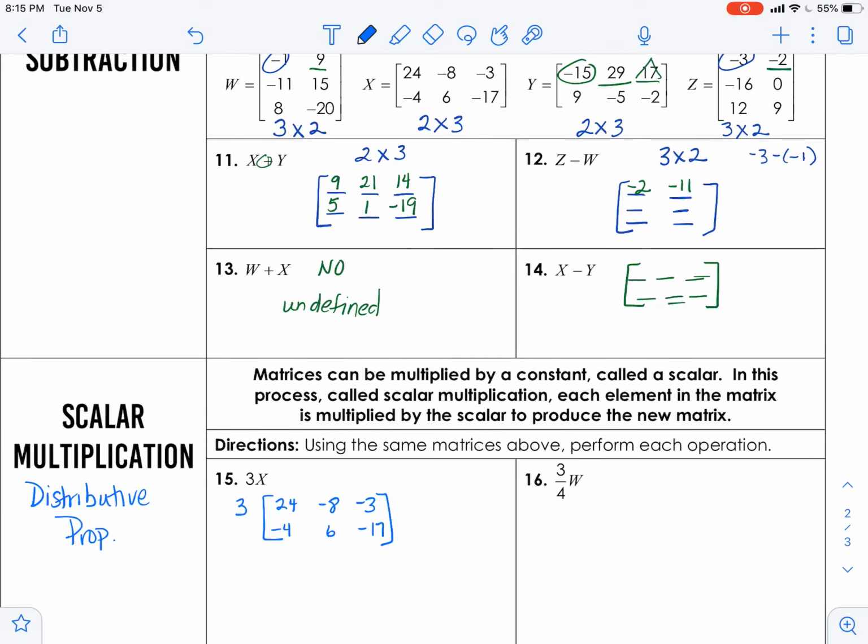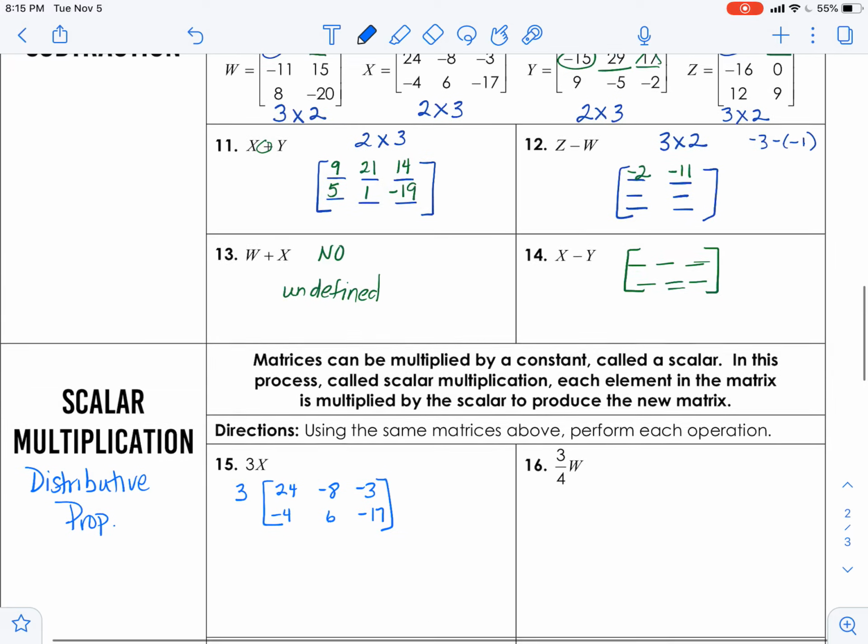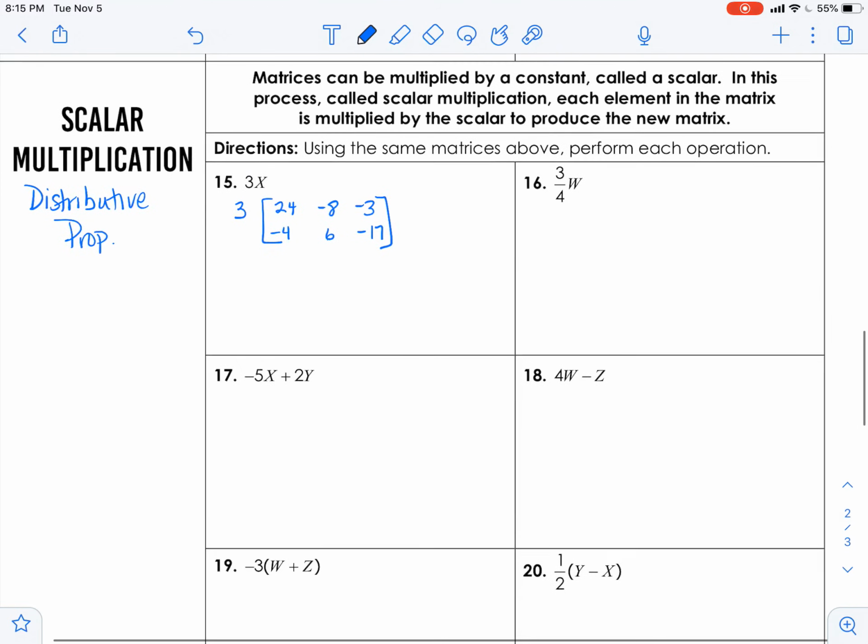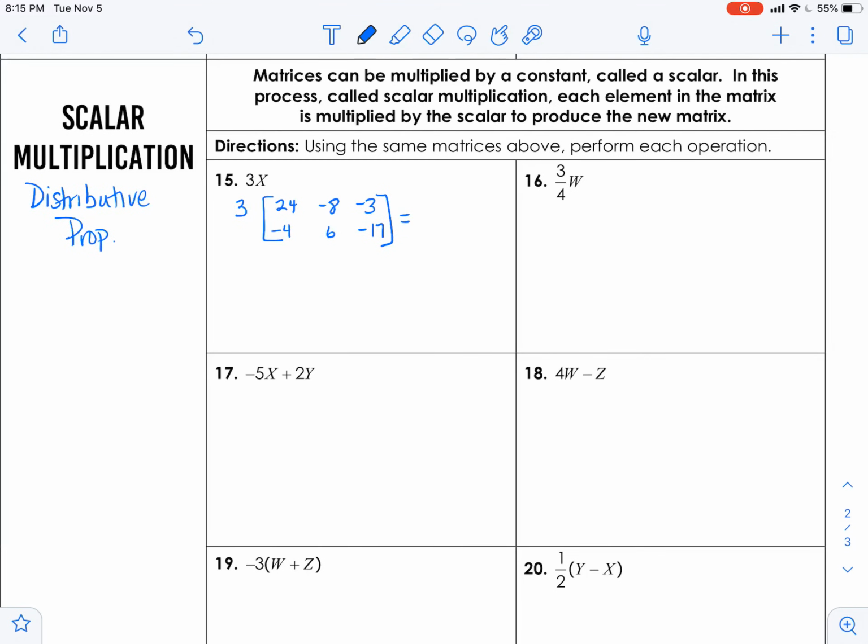Okay, so this is 3 times a, and as I said, it is just like your distributive property in the fact that we are just going to take the 3 and multiply it by everything. So in this case, if you have a 2 by 3, which we do, your result will still be a 2 by 3, okay?